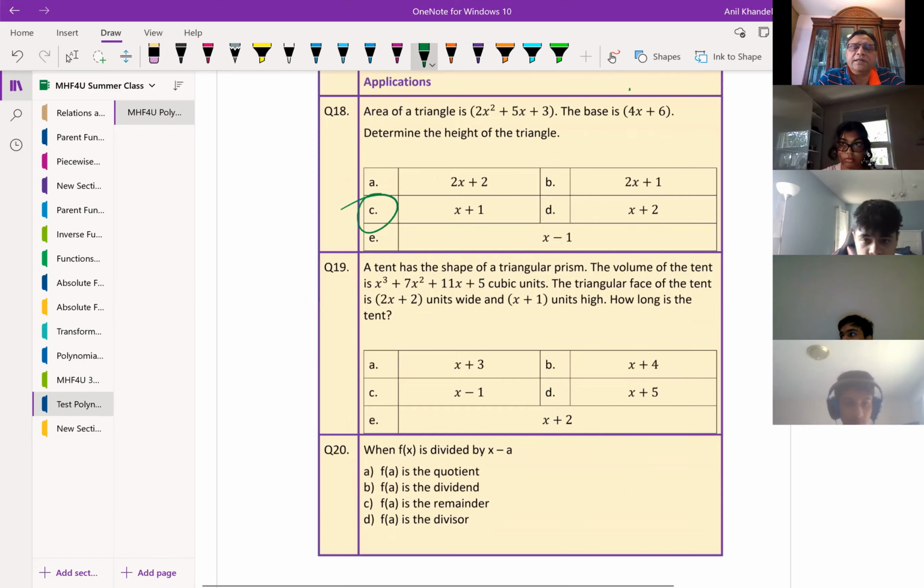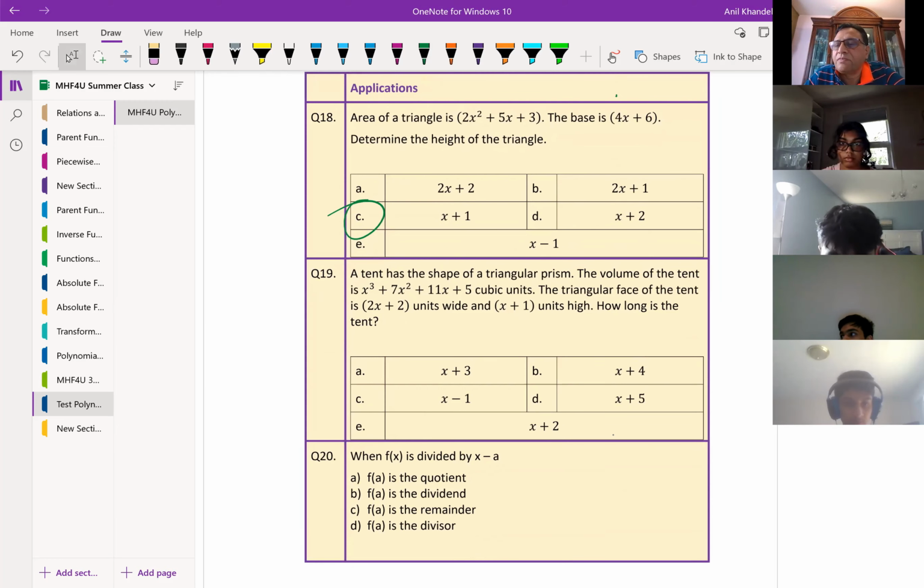Question number 19 is similar. Hamza, I'd like you to read the question. A tent has the shape of a triangular prism. The volume of the tent is x cubed plus 7x squared plus 11x plus 5 cubic units. The triangular face of the tent is 2x plus 2 units wide and x plus 1 units in height. How long is the tent?